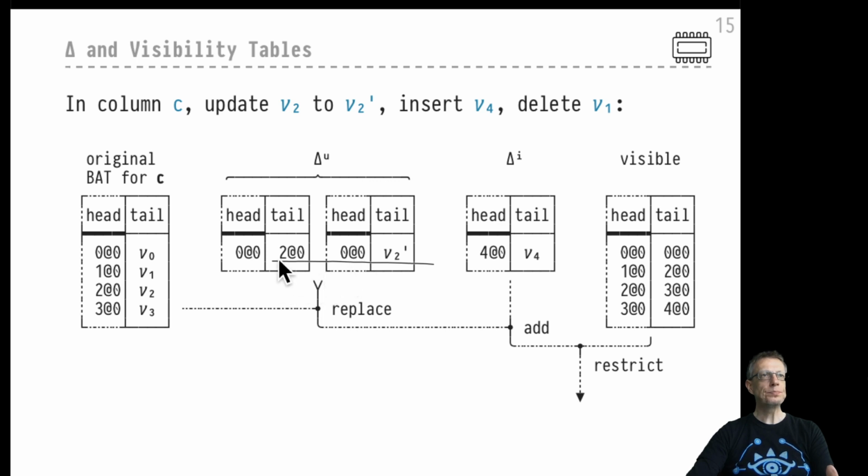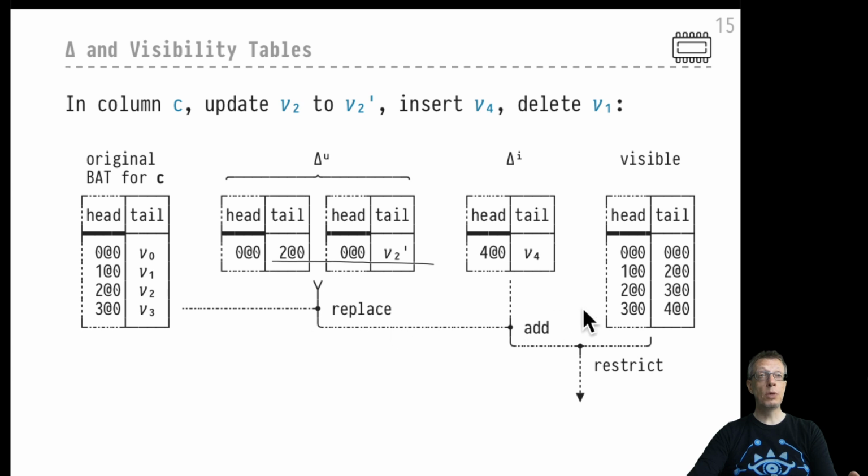That 2 at 0 identifies the affected row. The V2 prime would be the new value to be placed in the affected row. So that would be the implementation, the protocol of the update. The protocol of the insert is just this. It's the new value V4 that will be assigned a new OID value that we could then just append or add to this original column.